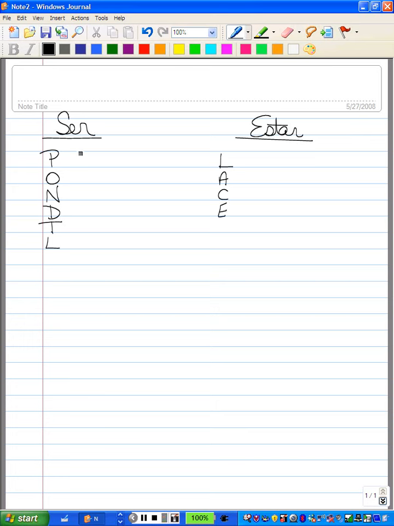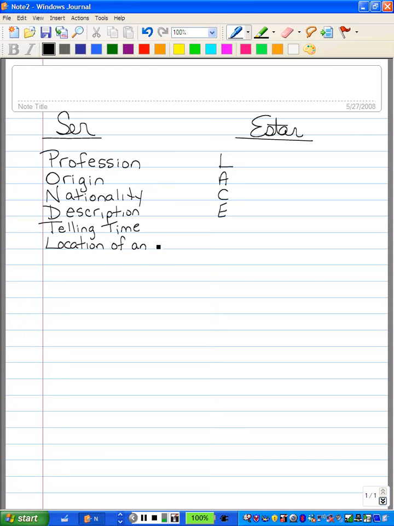Okay? For ser, you use ser anytime you're telling someone's profession, anytime you're telling someone's origin. The N stands for nationality. The D is a description. The T is for telling time, and we learned that in Lesson 1 when we said qué hora es, la una, son las dos, son las tres. And the L here is for the location of an event.